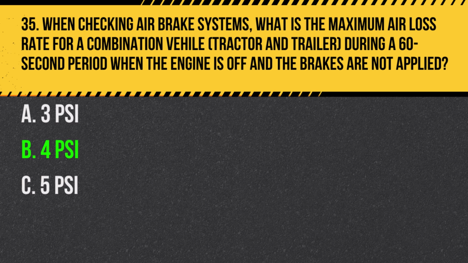Answer. B. 4 psi. For combination vehicles, the maximum allowable air loss rate during a 60-second period when the engine is off and the brakes are not applied is 4 psi.